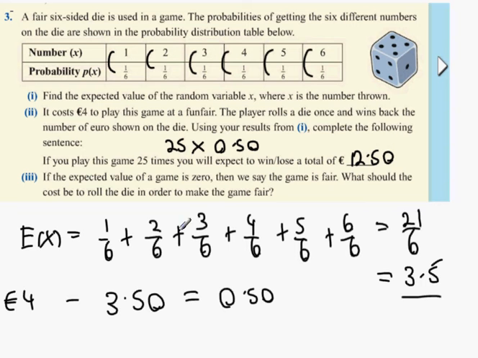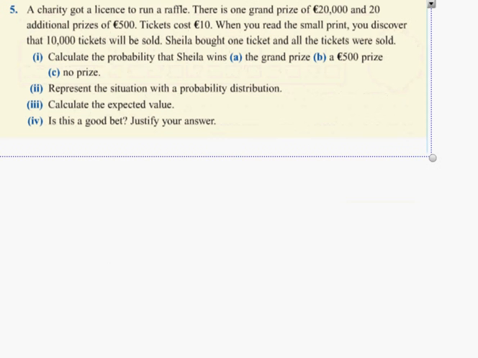Okay? If the expected value of the game is 0, then the game, we say, is fair. What should the cost be to roll the dice in order to make the game fair? A game being fair means the amount you pay to play equals the average you're going to expect to win. So €3.50 is the answer. Okay? Now, these are handy enough, okay?